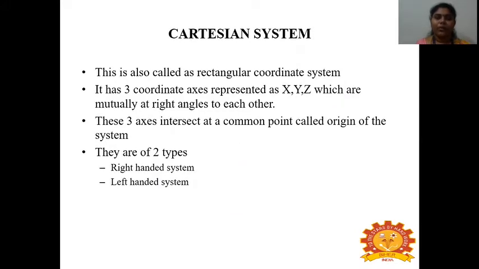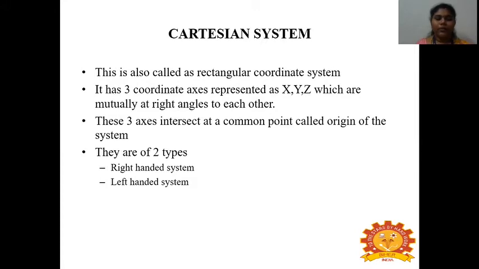First, we will discuss the Cartesian coordinate system. This Cartesian coordinate system is also called a rectangular coordinate system, and it has three coordinates, namely x, y, and z. These three coordinate axes are mutually perpendicular to each other. Mutually perpendicular means they are at right angles to each other, hence it is called an orthogonal system. These three axes intersect at a common point called the origin O.